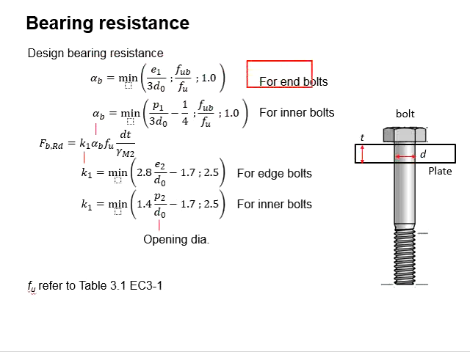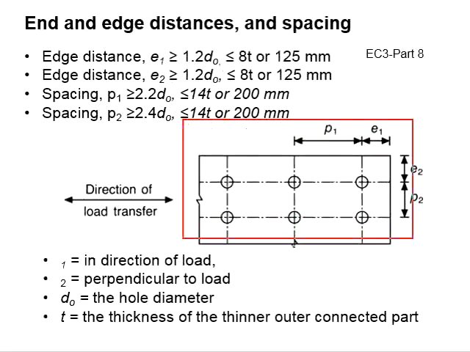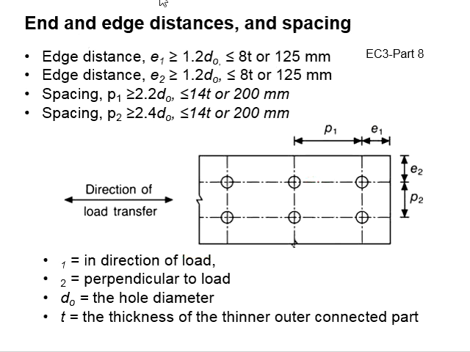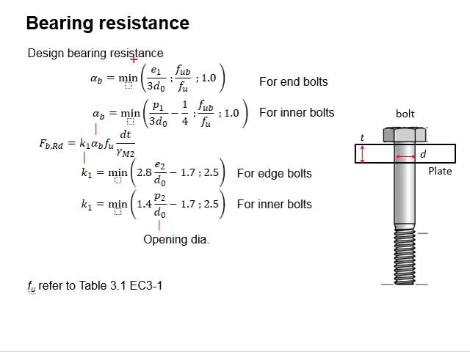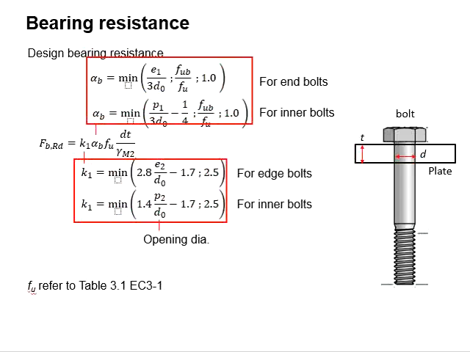The K1 and alpha B here are distinguished by the positions of the bolt. It's either at the end, the edge, or the inner bolt. Taking this as an example, these two will be the end bolts, and this will be an edge bolt, and this will also be an edge bolt. In case there is another series of bolts here, the bolt positions here will be the inner bolts.